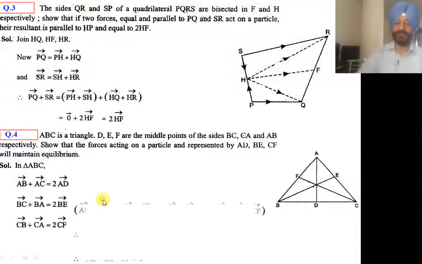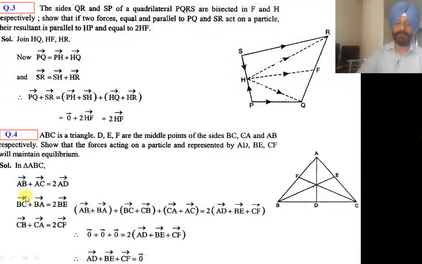Adding all these, we get AB plus BA, AC plus CA, BC plus CB is equal to 2 into (AD plus BE plus CF). Since these two are opposite, they cancel. These two are opposite, so they cancel. And we get AD plus BE plus CF is equal to 0.